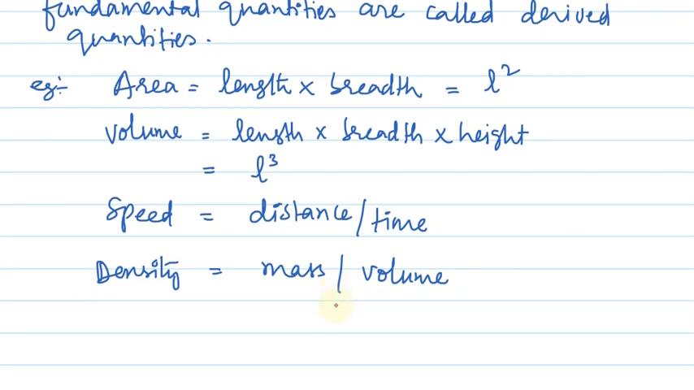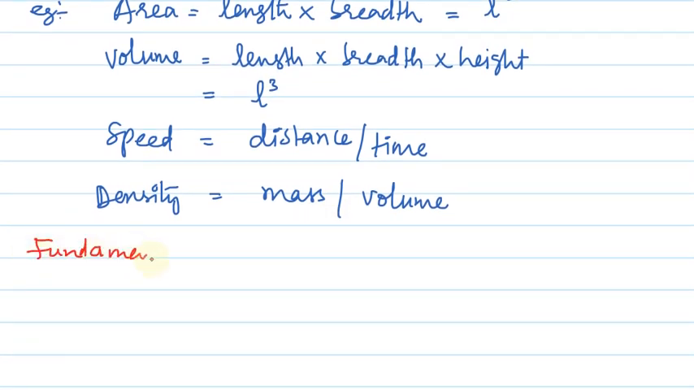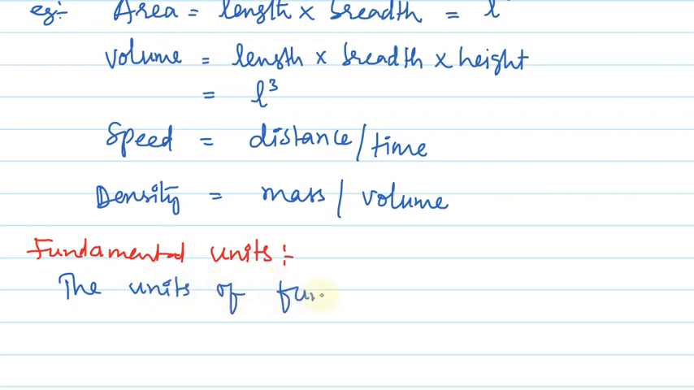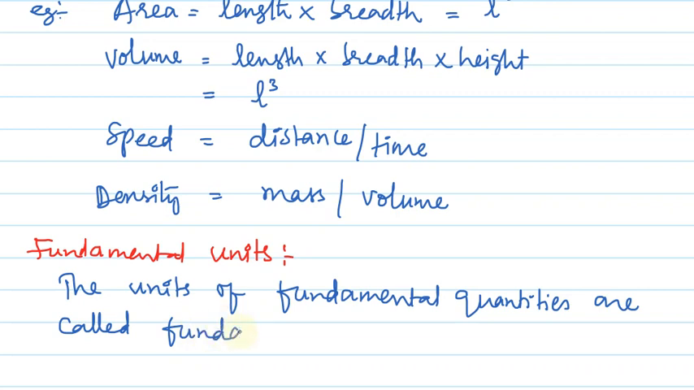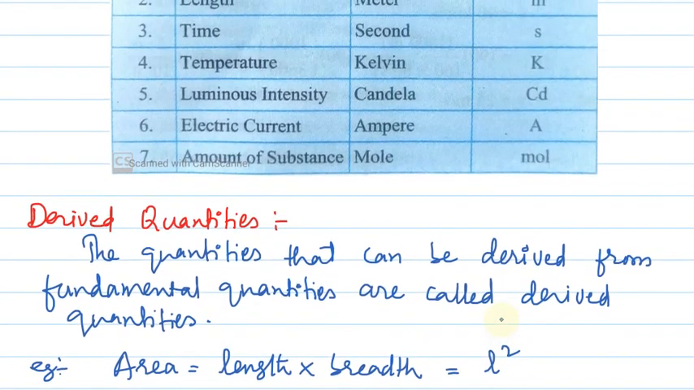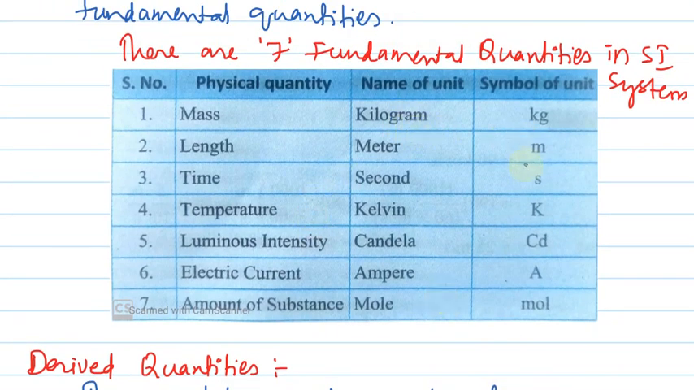Next, let us see fundamental units. So what are fundamental units? The units of fundamental quantities are called fundamental units. So what are the examples for fundamental units? Just now we have written some fundamental quantities in a tabular form. These units, kilogram, meter, second, Kelvin, candela, ampere, mole, all these units are fundamental units because these are the units of the fundamental quantities called mass, length, time, temperature, luminous intensity, electric current, and amount of substance.